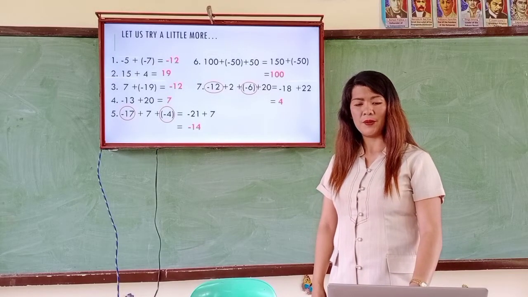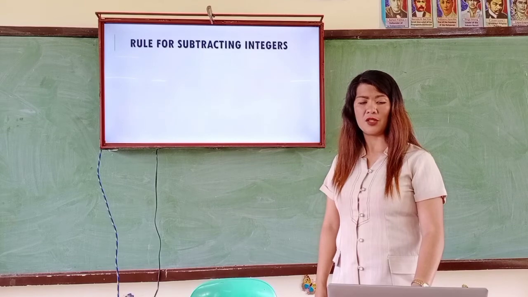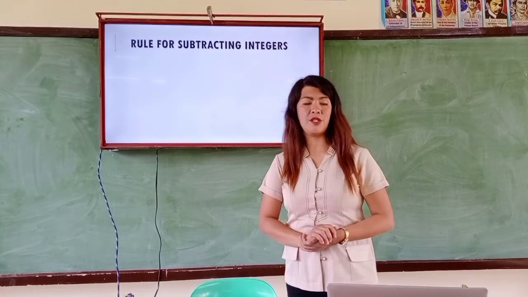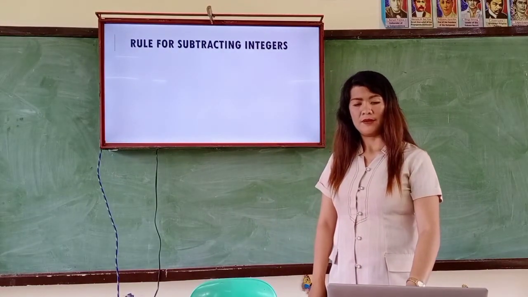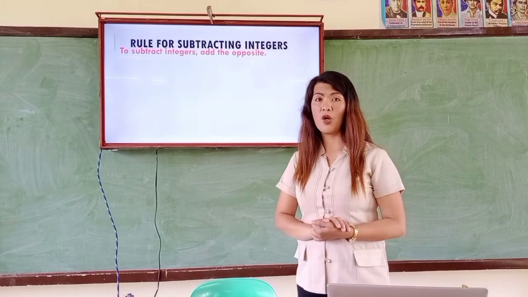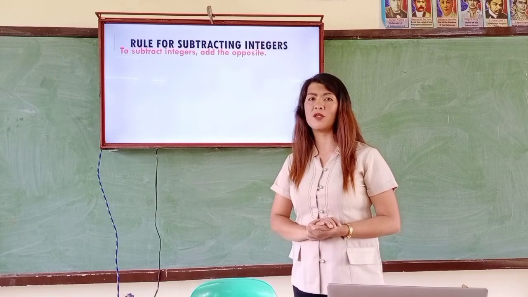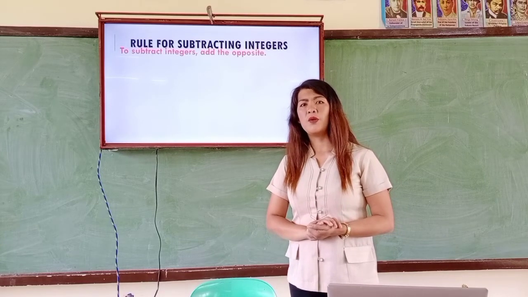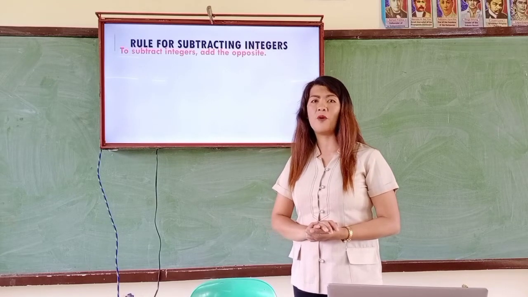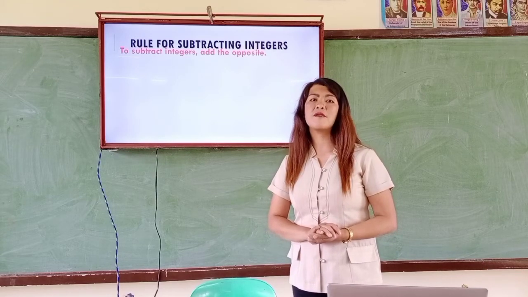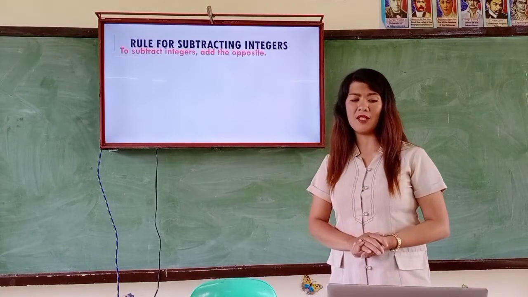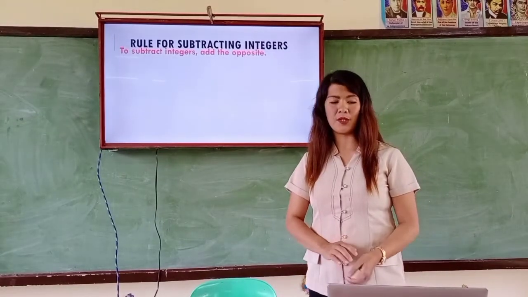Okay, let us go to subtracting integers. The rule for subtracting integers is this one: to subtract integers, add the opposite. So what do you mean by opposite? When you have positive, the opposite is negative. So the opposite of positive 4 is negative 4. The opposite of negative 10 is positive 10. So to subtract integers, add the opposite.